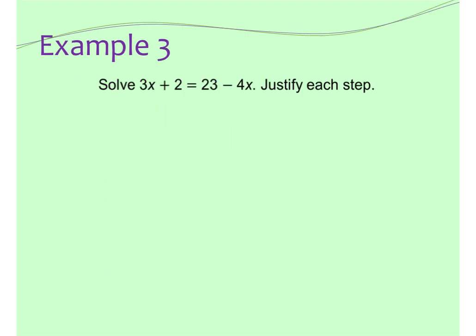We've got 3x plus 2 equals 23 minus 4x. Justify each step. So in your homework, when it asks you to do these, normally we don't ask you guys to justify each step, okay? But instead, I want you to label statement and then the reason, okay? So for justifying each step, this is how, in your homework, when it asks you to do this, I want you guys to set it up, all right?